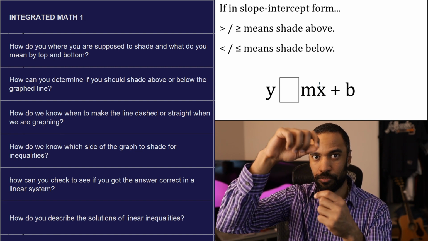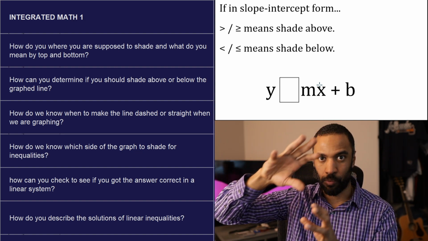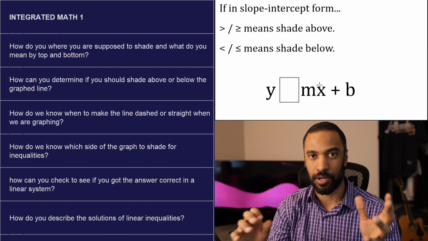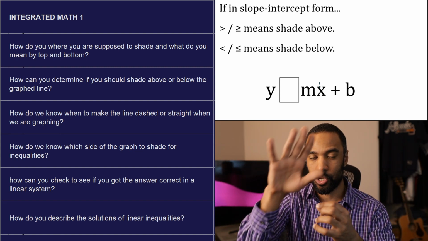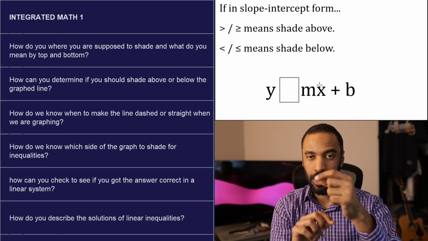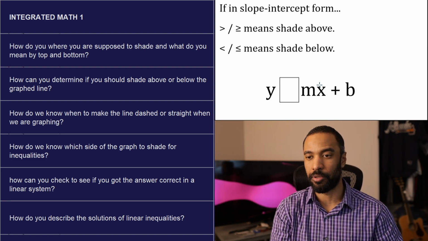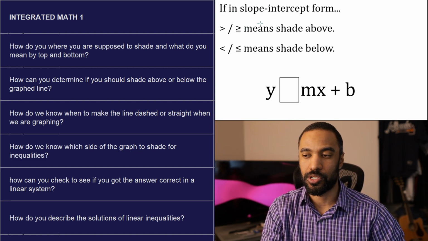If the y values above the line make a true statement, then every point above the line will also be true. That's just how it works. That's how the boundary line compares to y's. So we would shade above it. And then if the y values below the line instead work, if one of them that you try works, then all the ones below the line should also work. That's why we shade below. So if you're in slope-intercept form, there's that.